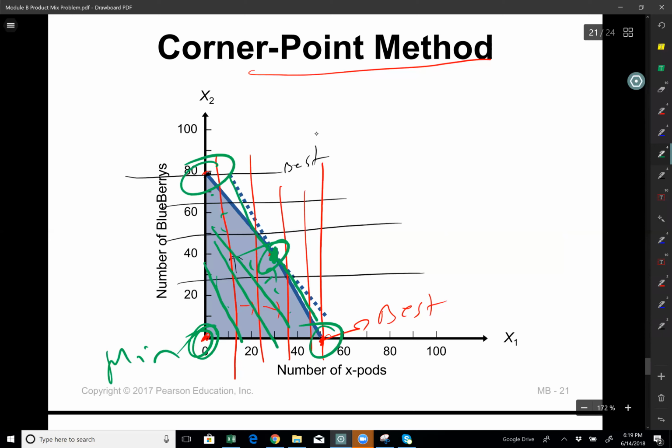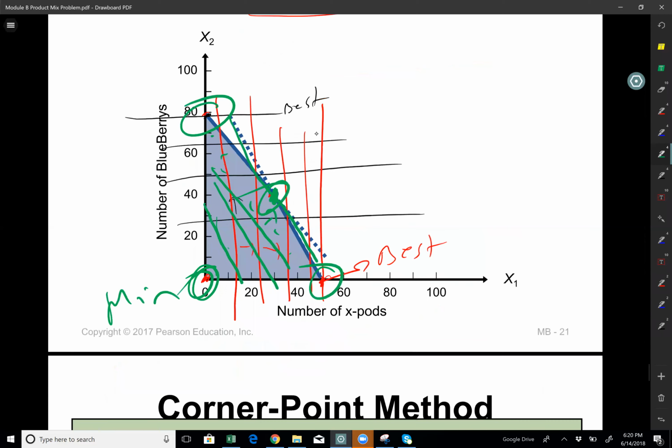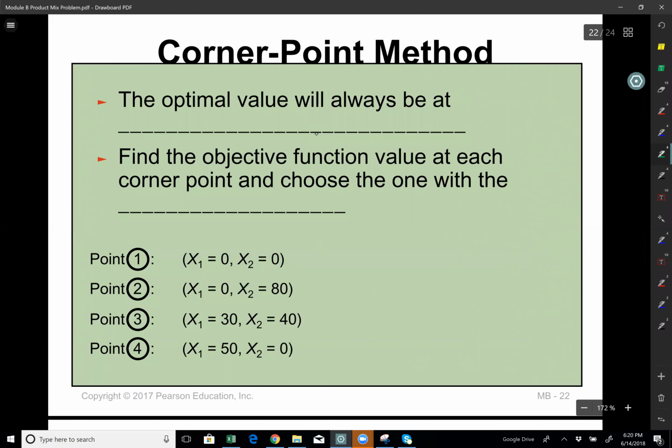In this case, I have 4. Of course, if you have more constraints, you will have more intersection points or corner points. I can evaluate them and find the best solution. So if you do that, basically you can plug these values into your objective function, and then you will get the best solution.